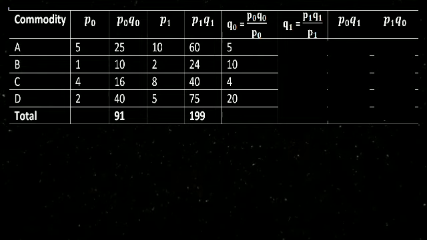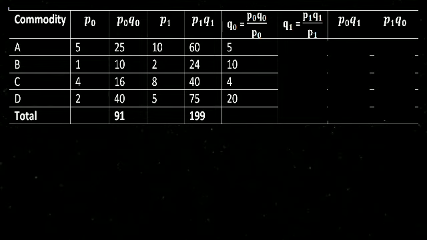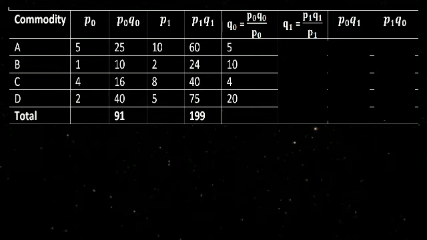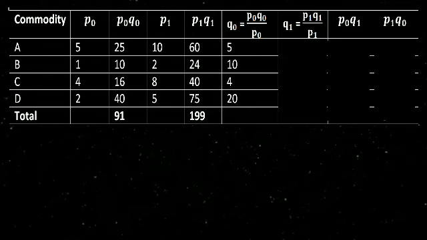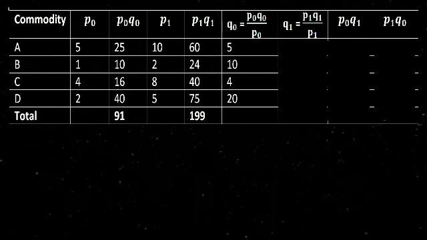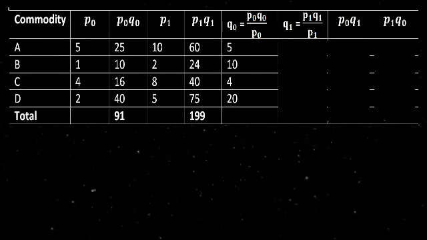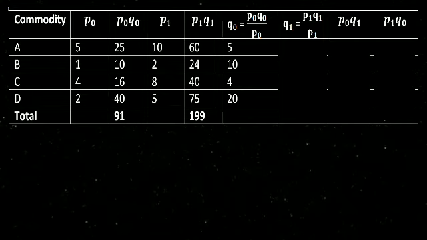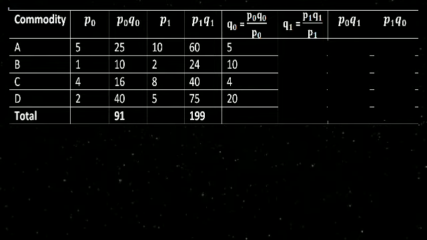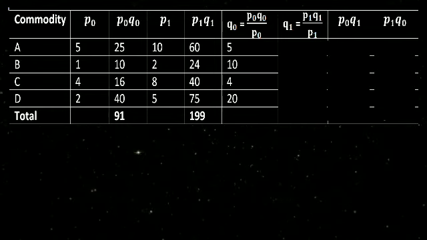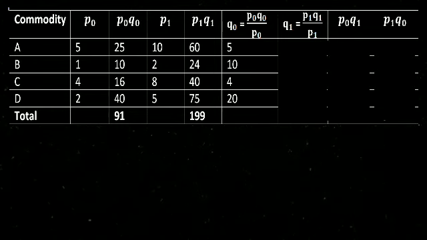Next column, prices of the current year are given. So copy the data, which is denoted as P1, and the data is 10, 2, 8 and 5. Next column, expenditure for the current year, which is denoted as P1Q1, and the values are 60, 24, 40 and 75. Find the total of that column. Sum of P1Q1 is equal to 199.